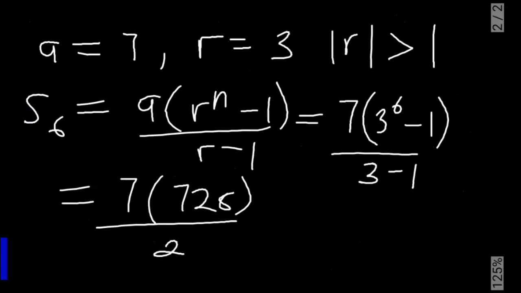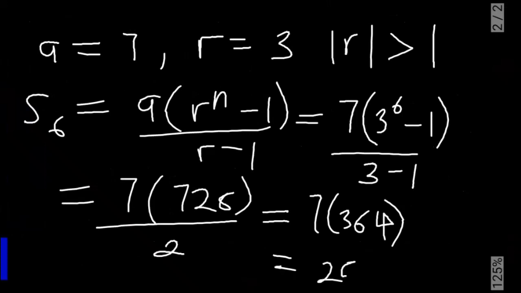So we have 728 divided by 2. We have 364. So we have 7 multiplied by 364. This is equal to 2548. So this is the sum of the first 6 terms.